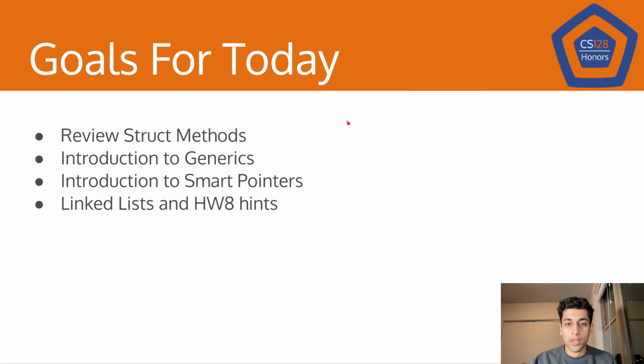Okay. So we're going to briefly review methods on structs, because that will come in when we use generics. Then formally introduce generics, and then talk about smart pointers and what those are and how they relate to generics, and eventually how they relate to linked lists. If we have time, we'll cover linked lists. I believe we'll cover homework 8 hints next lecture, but generics and smart pointers will play in directly into homework 8, and perhaps the next lecture will give you a good start on completing homework 8.